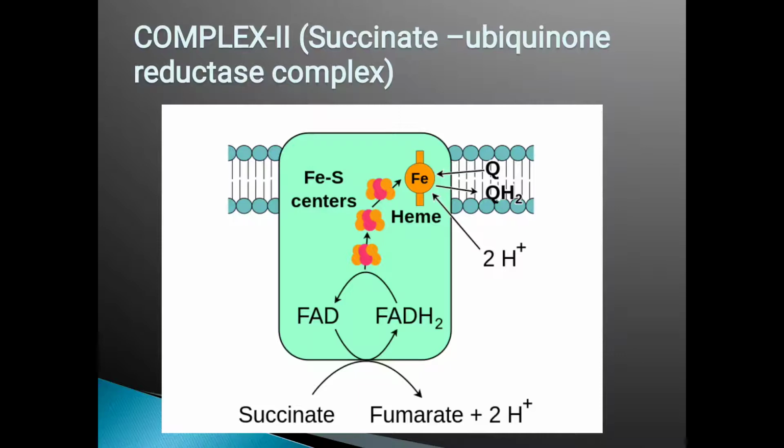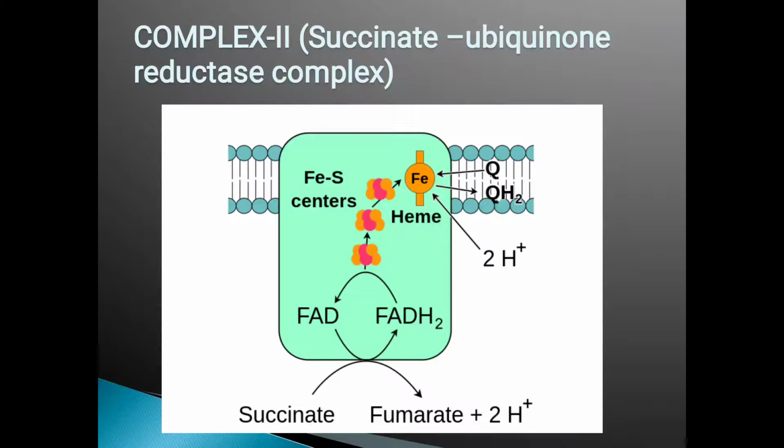Next we have the enzyme complex that is the succinate ubiquinone reductase complex, or it is also known as the succinate dehydrogenase complex. I hope you have done this before in the case of the Krebs cycle as well, when I told you that this step is also included in the electron transport system.